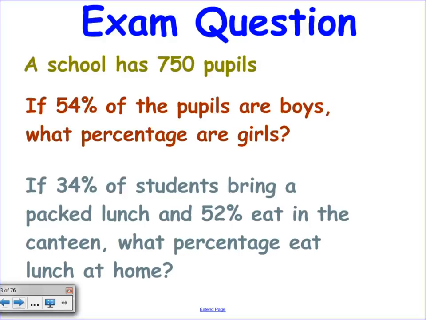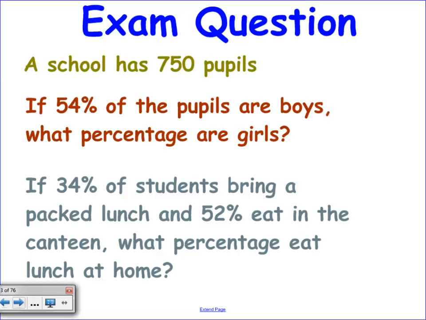If 54% of the pupils are boys, what percentage are girls? They're not even asking you to work anything out. They are asking you, do you understand percentages add up to 100? So, quick sum in your head, 100 minus 54, 46% are girls. People see that and start going 75 times 100 divided by... It's like, no, it's not asking that. Do you understand percentages add up to 100?